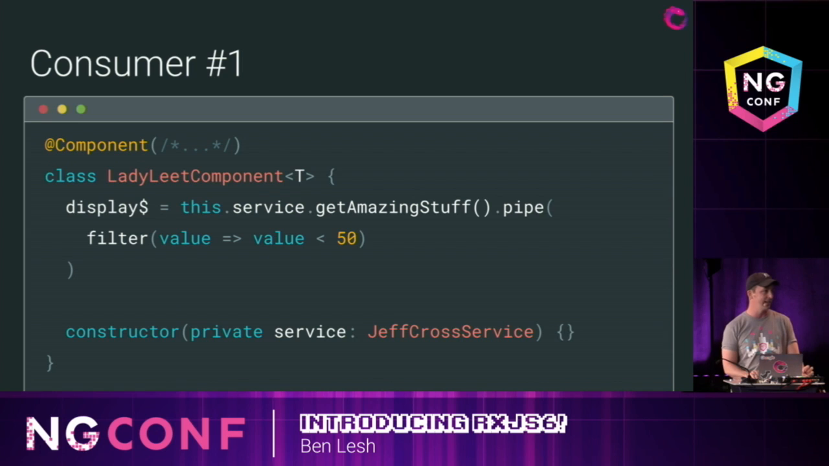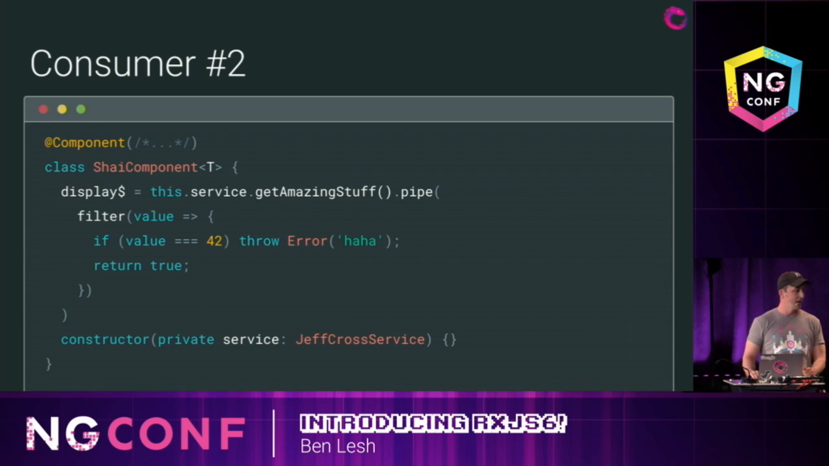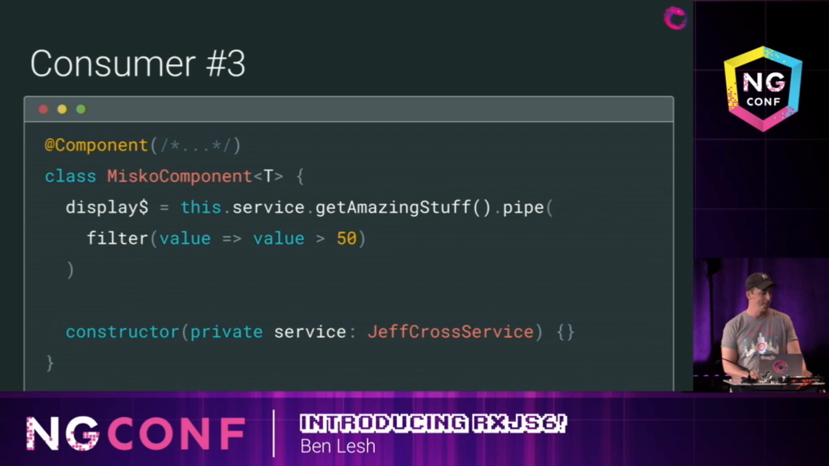So our first consumer is the Lady Elite component, and all the Lady Elite component's doing is using the Jeff Cross service to get our observable of numbers and filtering out, trying to get all the numbers that are less than 50 and display them in some template. Our second consumer is Shy component, and Shy's mean. He's written this component, and he's not really filtering out anything. He's just using filter to be like, hey, if I get the value 42, I'm going to throw an error. Shy, come on, man. Then we have Mishko component. He's basically doing the opposite of what the Lady Elite component is doing. He wants all the values that are higher than 50 from the Jeff Cross service.